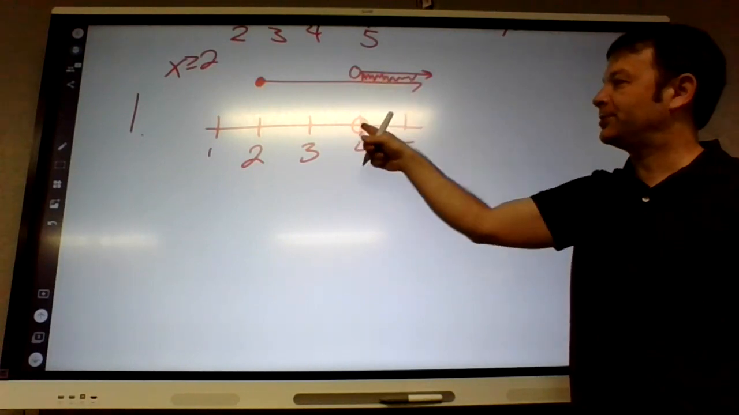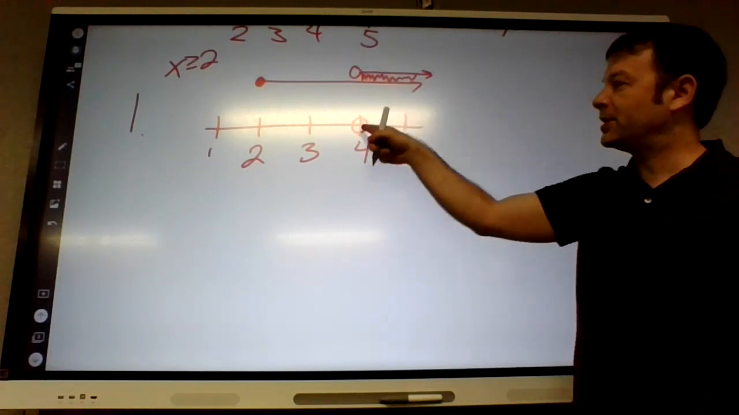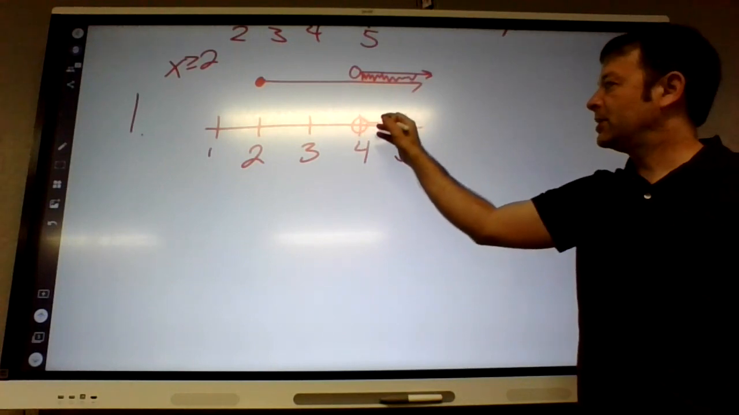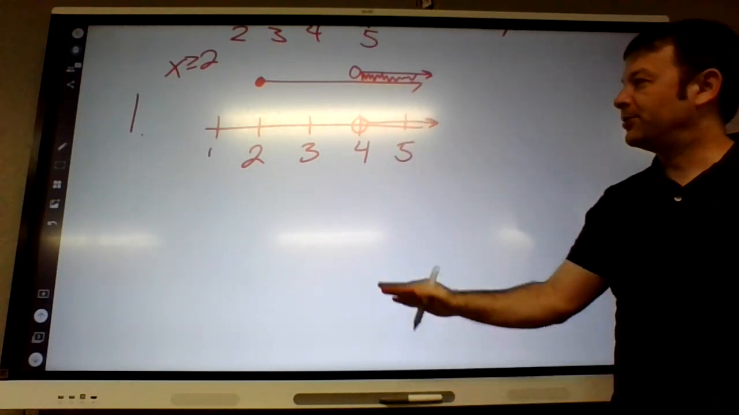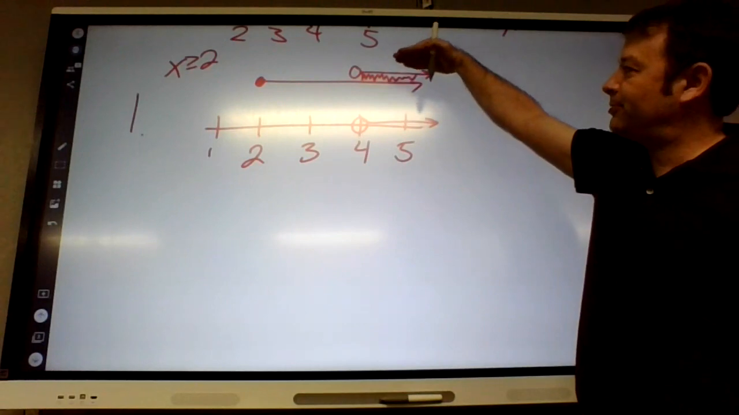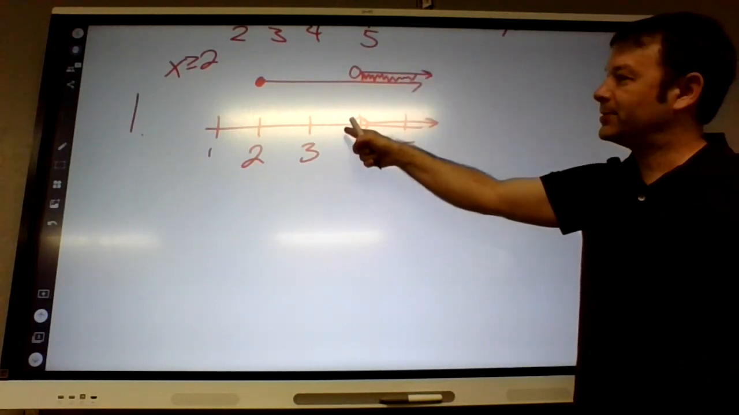Basically, if that's an open circle, that's an open circle. Or if that's closed, that's closed. And then everything out that way. So this is the final answer. This is just me showing my work. This is the answer.